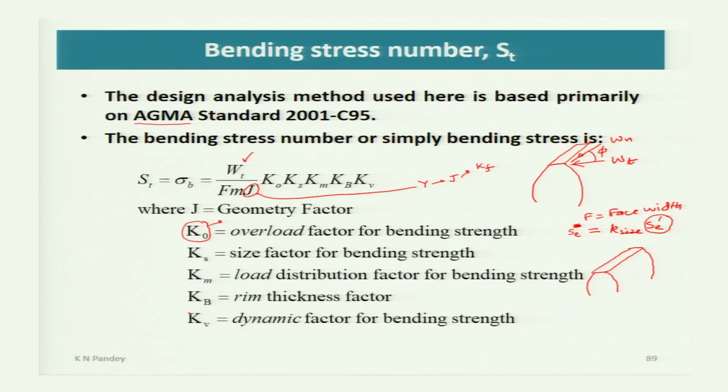Now, Kv takes consideration of the dynamic effect. The load which is acting on this gear is not static, but it is dynamic. It depends on the pitch line velocity and other factors. So, that should be taken into account, and that is taken into account by this dynamic factor, or the velocity factor. This Km is the load distribution factor or the mounting factor.